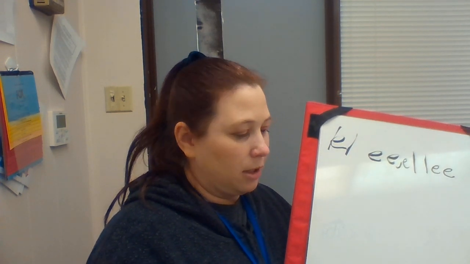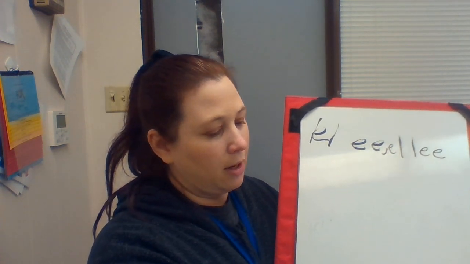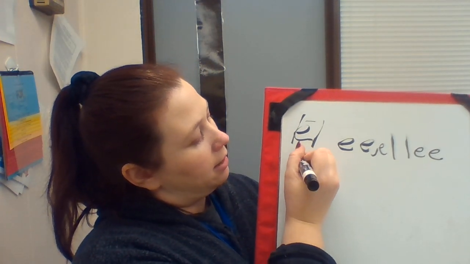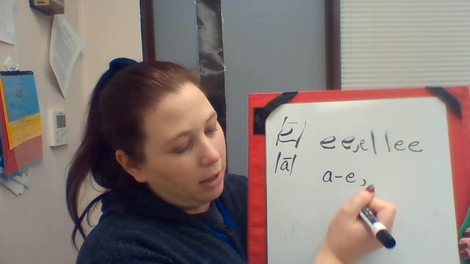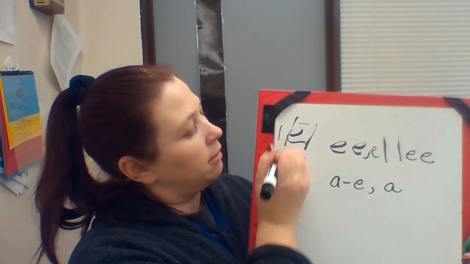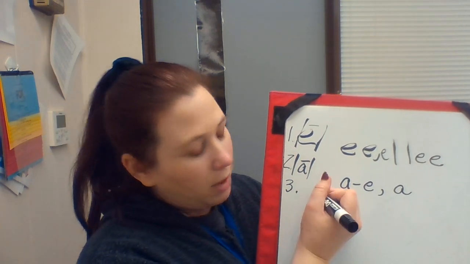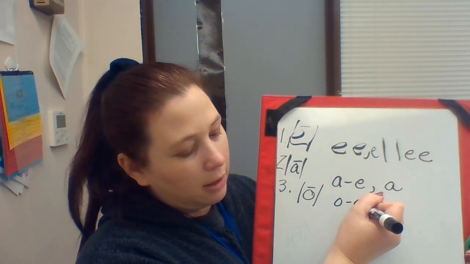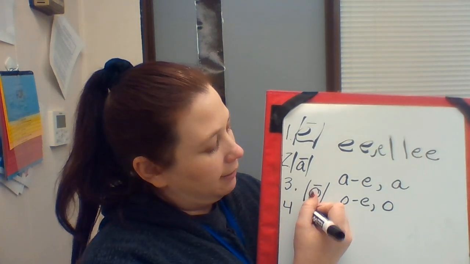Get out your worksheet. Each of the letter sounds is just like this. Follow along with me. Next we have A. A is A, consonant, E, comma, A. Next, follow along. This is 1 and 2 and number 3. We have O. O is O, consonant, E, comma, O. Good job. Number 4. T.